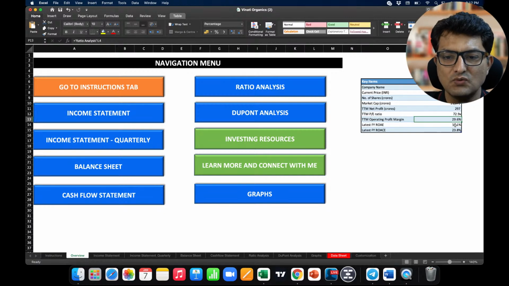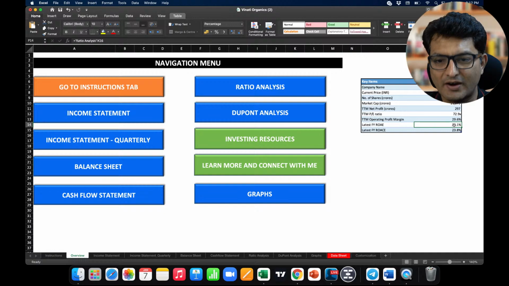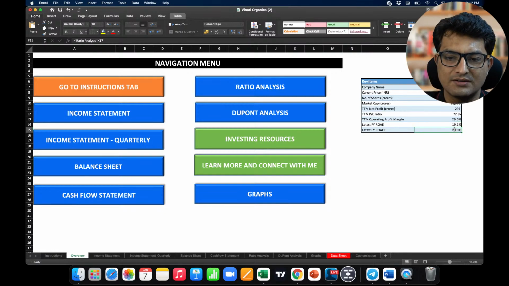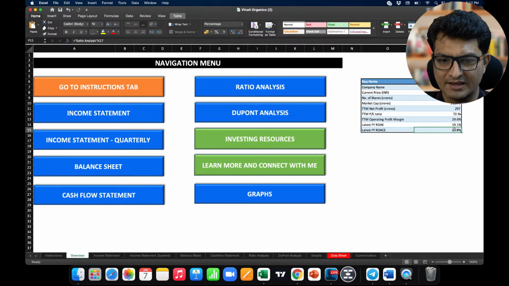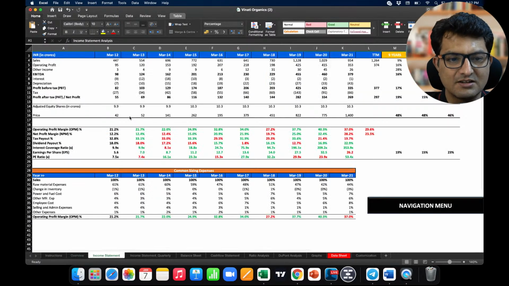What is the margin? What is the latest financial year return on average equity? And what is return on average capital employed? So it gives you a bird's eye view of what this Excel is all about and what company data it is. Okay, so then you go to the income statement.